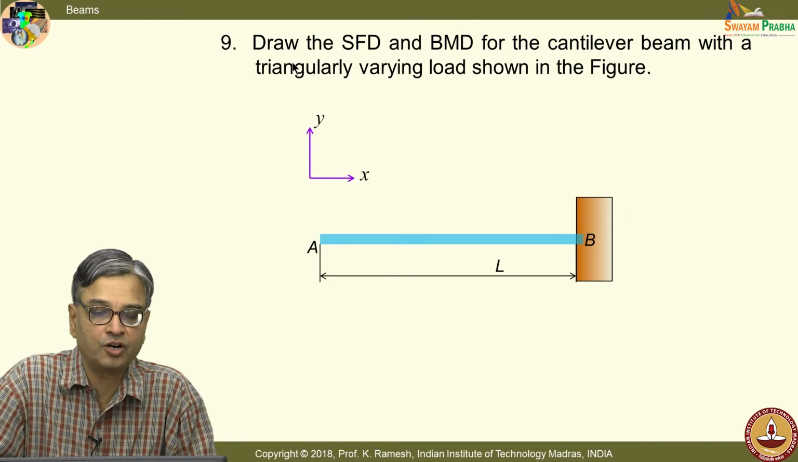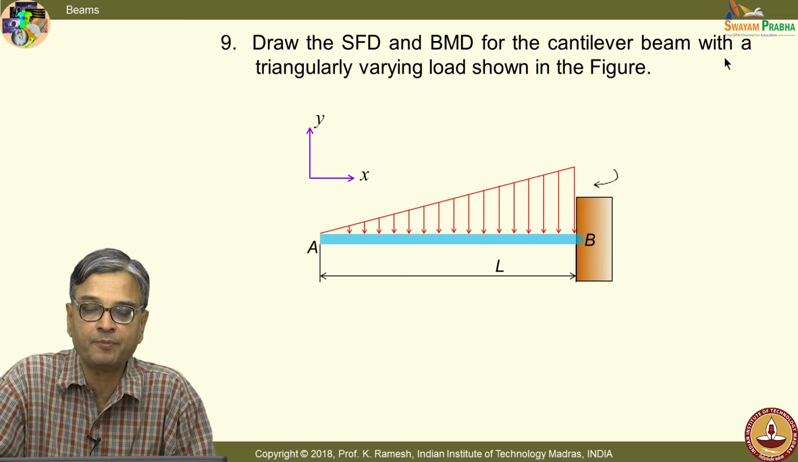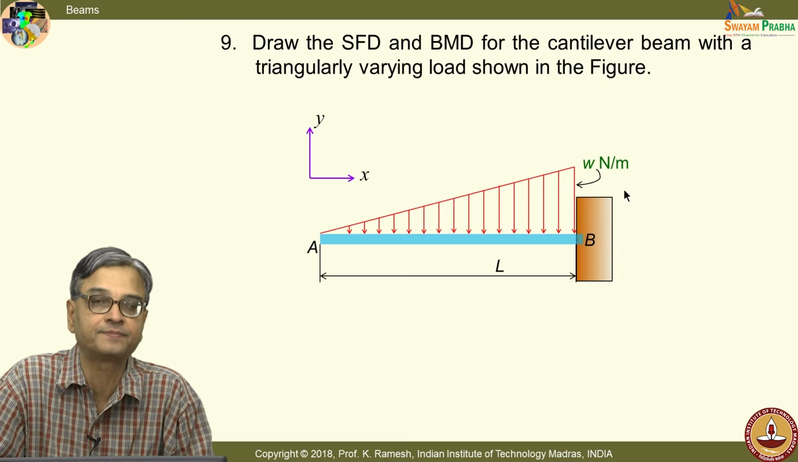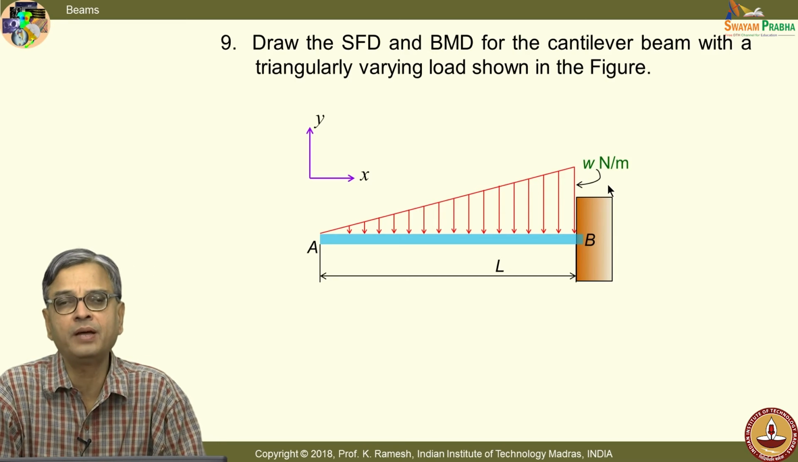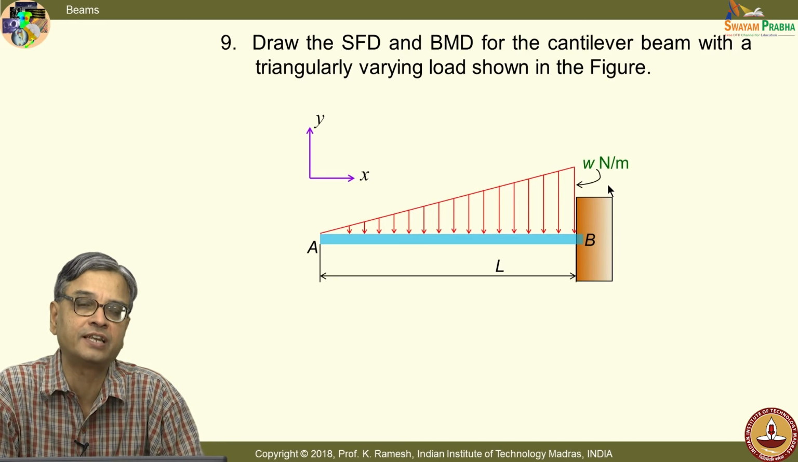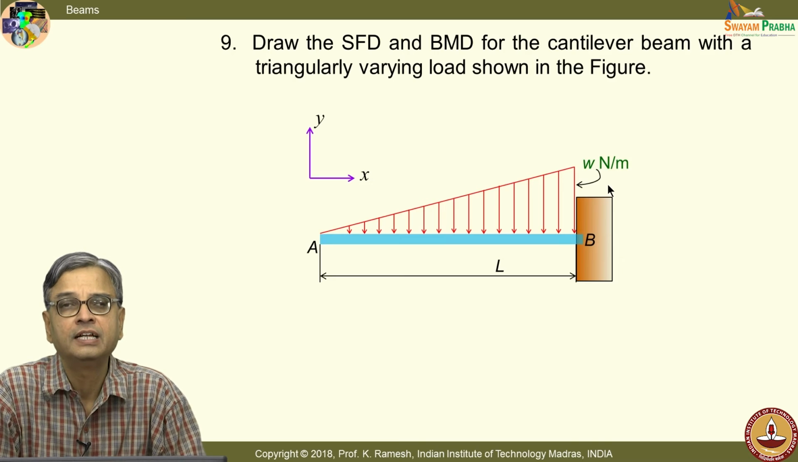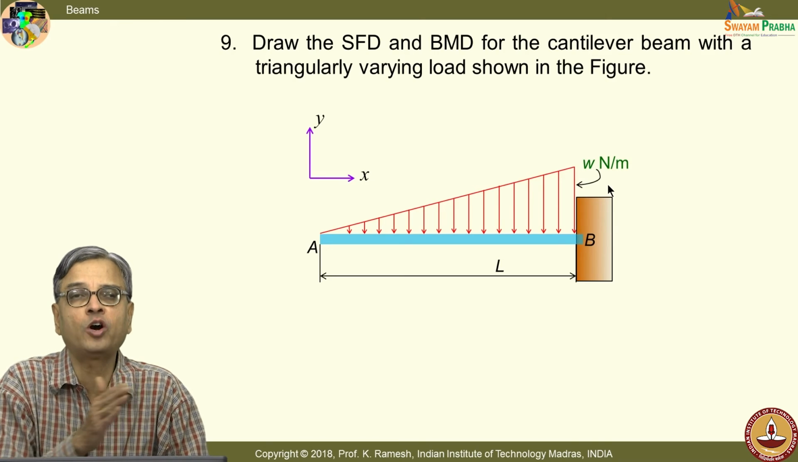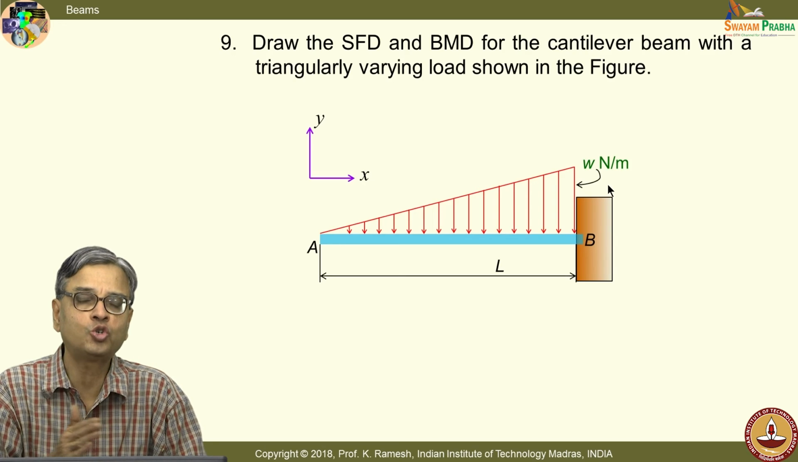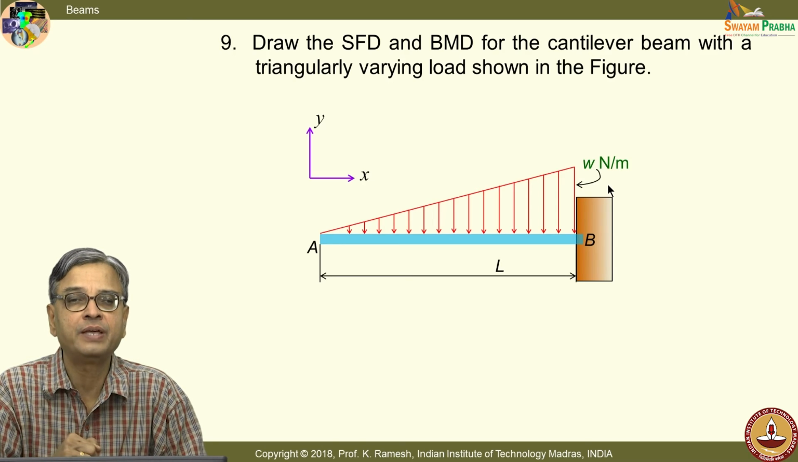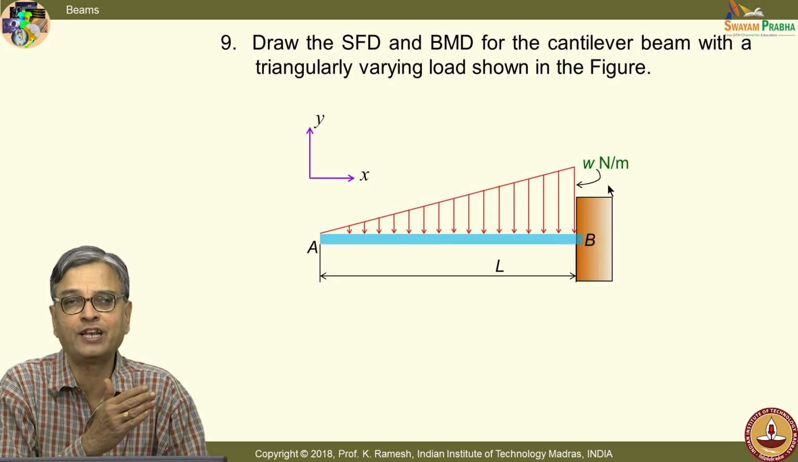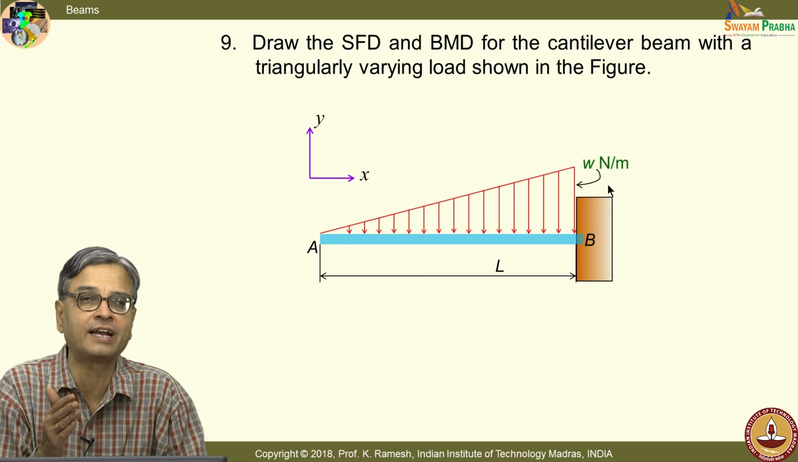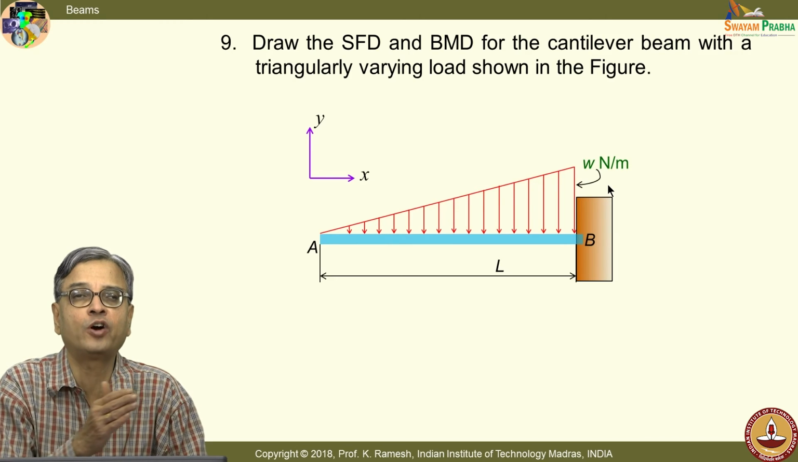The next problem is, draw the shear force diagram and bending moment diagram for the cantilever beam with a triangularly varying load as shown in the picture. See, this is one of the common variations of load that you come across in engineering applications. The other common variation we usually come across is uniformly distributed load. Usually, when you are analyzing beams in civil engineering, the self weight is so important, you cannot ignore that. That is modeled as uniformly distributed load.